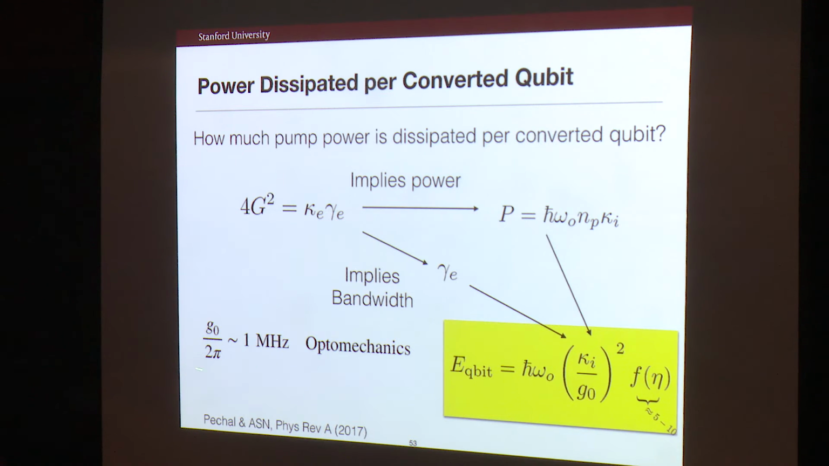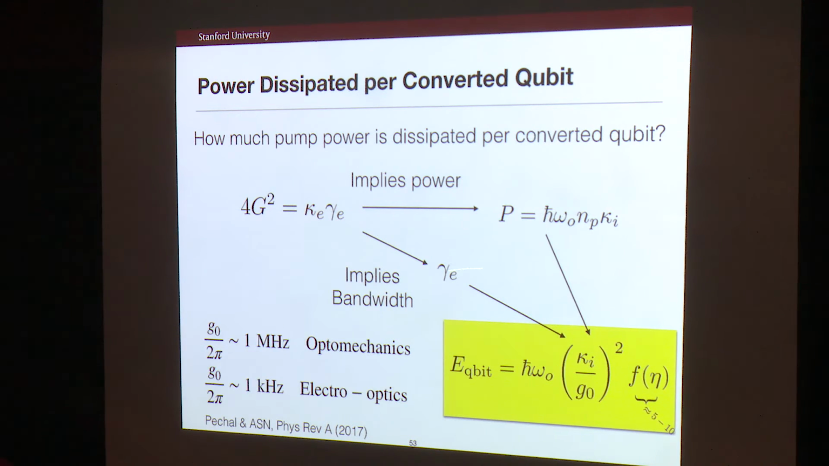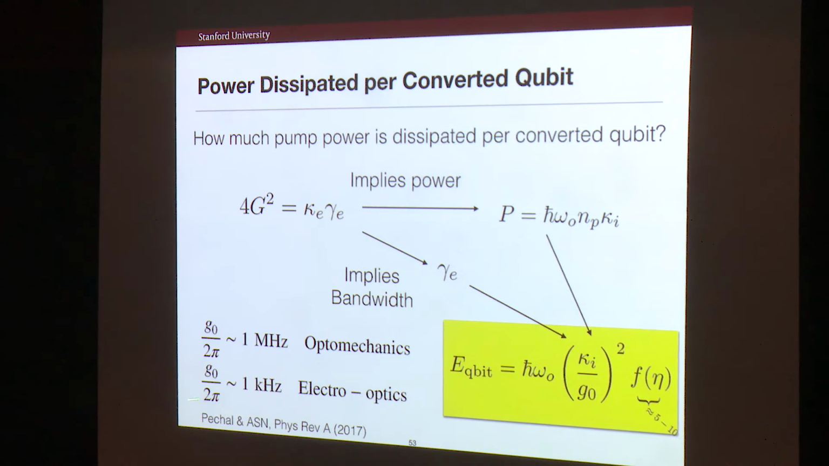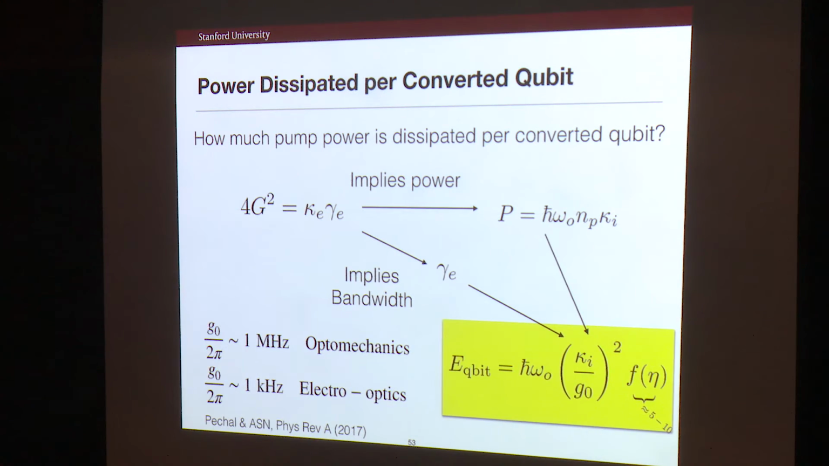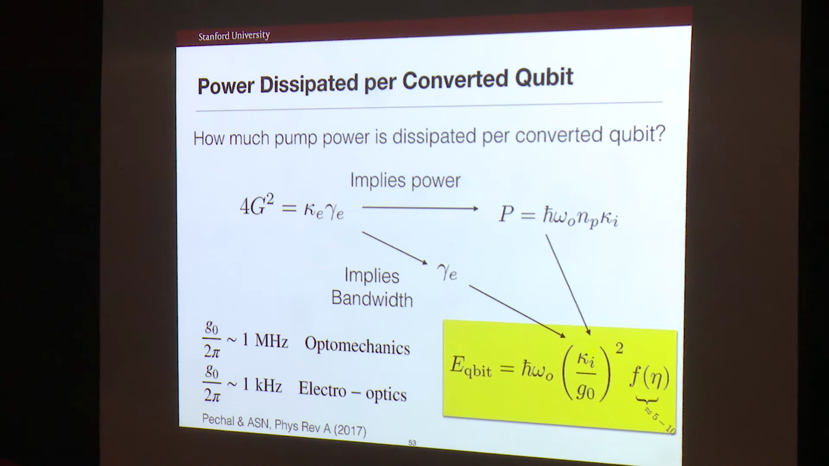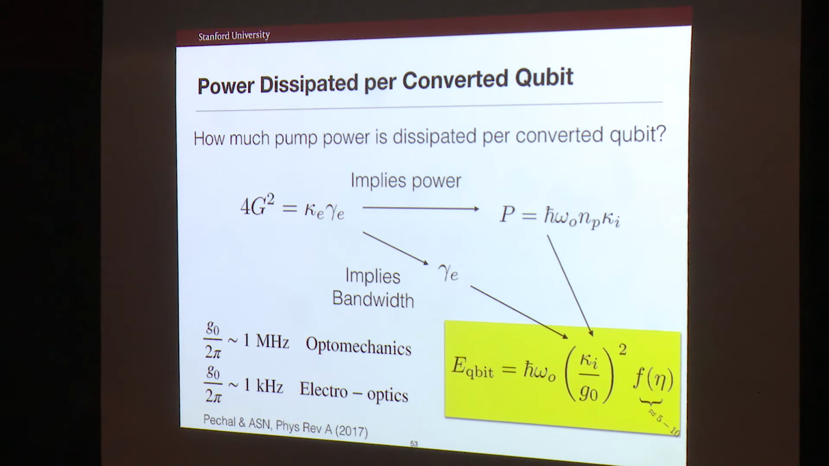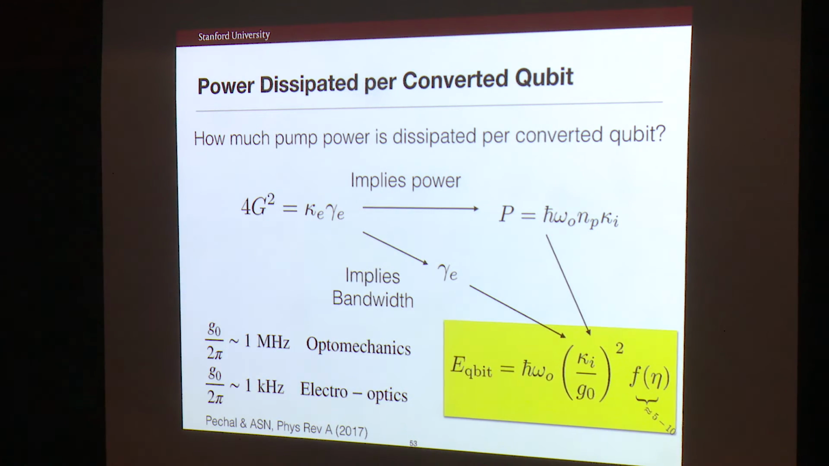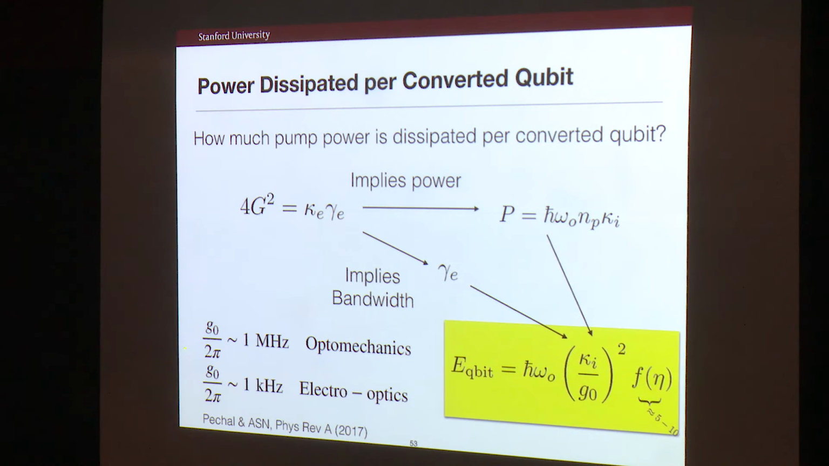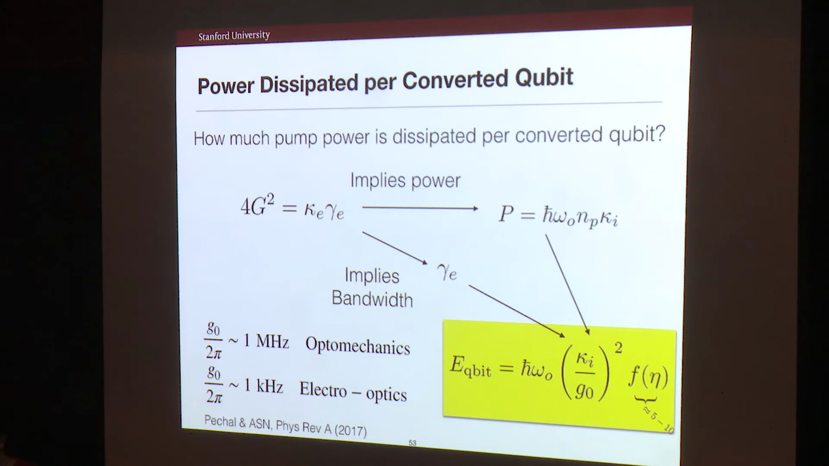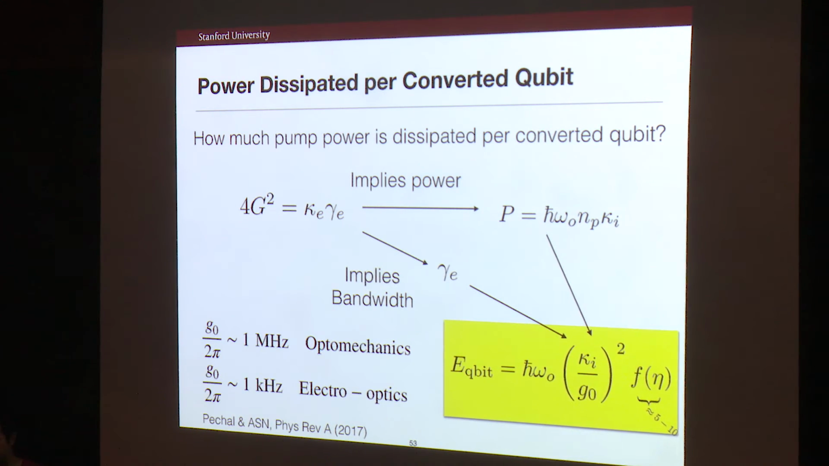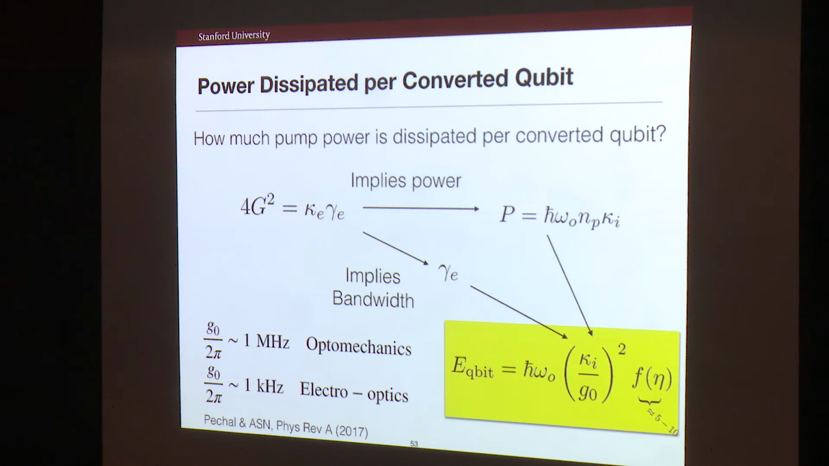In optomechanics, this is about 1 megahertz in silicon optomechanical systems. In the best electro-optic systems, the ones that have been highly optimized, this is on the order of 1 kilohertz. And the kappas are maybe a little bit better in the electro-optic system. So at least this seems to point to optomechanics being a viable way of doing state conversion, if what you care about is just rates, doing conversion at a high rate.